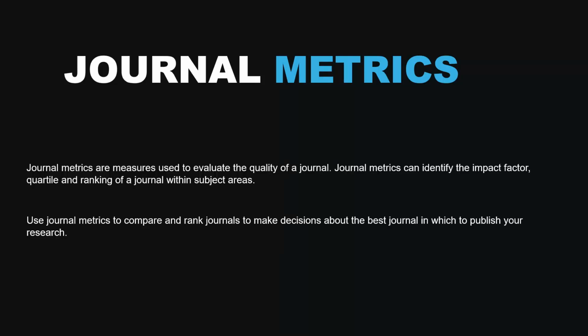You can use journal metrics to compare and rank journals to make decisions about the best journal in which to publish your research articles. There are a variety of tools that you can source a journal metric from. The main two that we recommend and use at the University of Newcastle are the Journal Citation Reports database and the Scimago Journal Rank website.